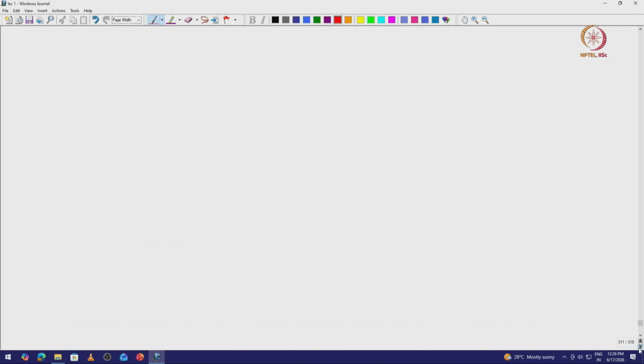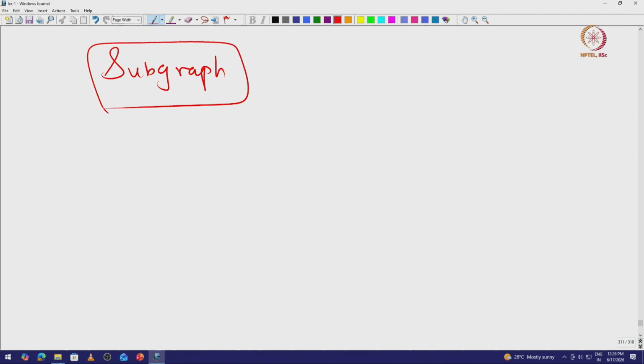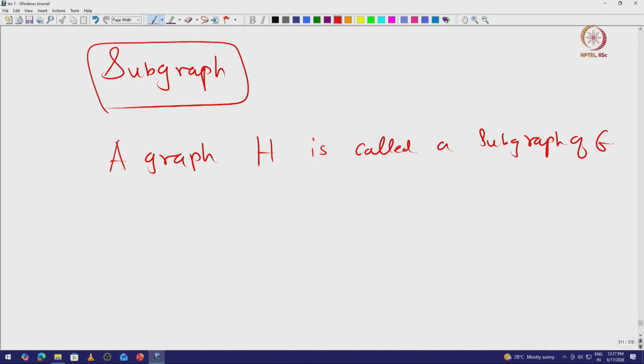Now I want to define the notions of subgraphs and induced subgraphs and so on. Let us start with subgraph. Naturally, a subgraph should be contained inside the given graph. In more mathematical terms, a graph H is called a subgraph of G, usually written as H is contained in G. This is how we write.